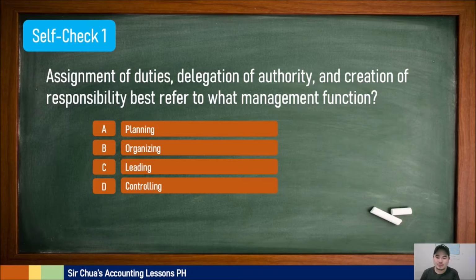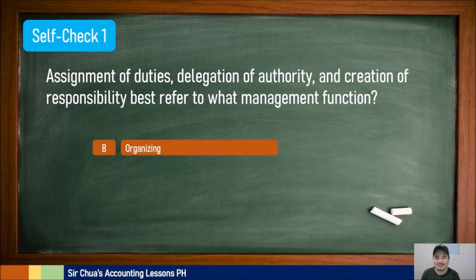Okay, assuming that you already have your answer, the correct answer is letter B, organizing. Again, that's where you have already a plan in your mind, so you're ready to assign duties to people. That's where you delegate your authority to the managers, and then you create the responsibilities that are expected of them. You allocate resources. You are already organizing things so that you will have a smooth start in your operations. Okay, so that's the organizing function of management. And let's continue with our discussion.